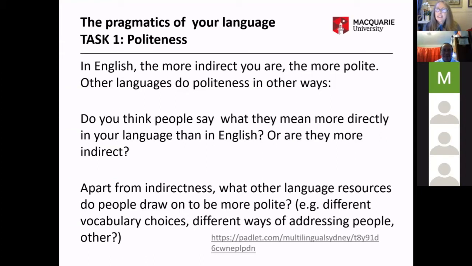In some languages in Indonesia, there are 6 or 7 levels, and I think Thai has many different levels of vocabulary. Are there different ways of addressing people? Is there anything else, right, which maybe is a way that you can be polite in your language?